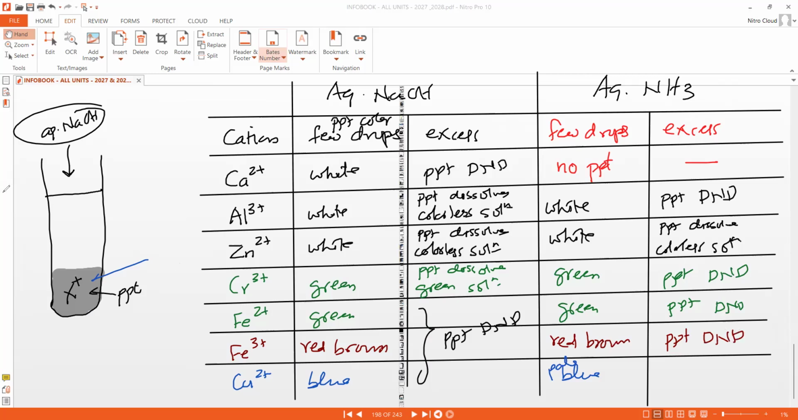Copper this time in ammonia will dissolve the precipitate and it will form a dark blue solution. So I should actually change the color here. I used pale blue for the dark and dark blue for the pale.